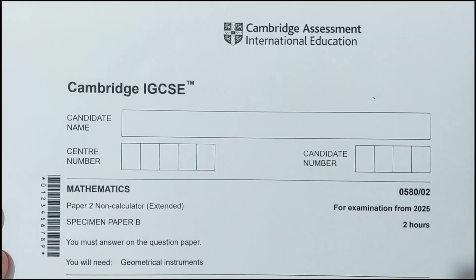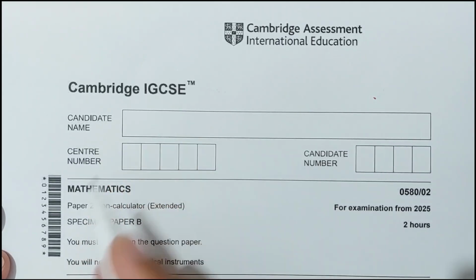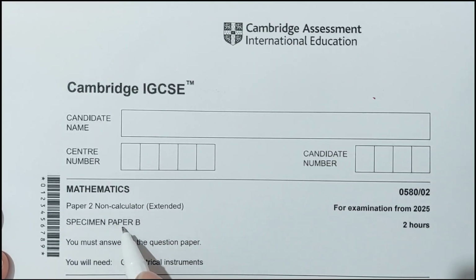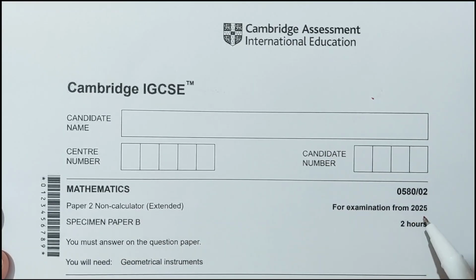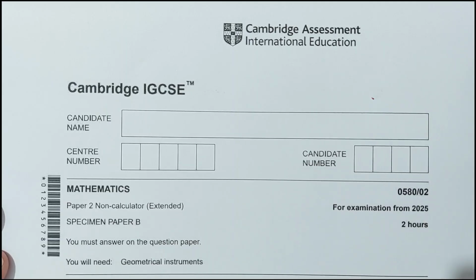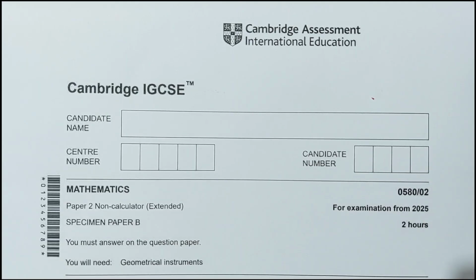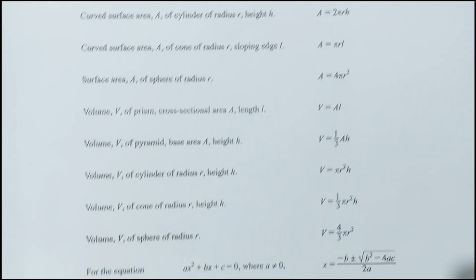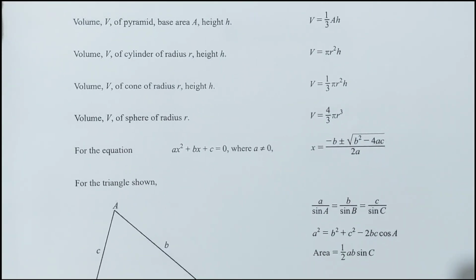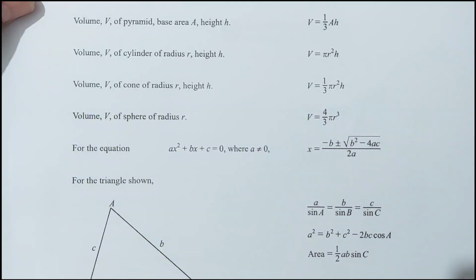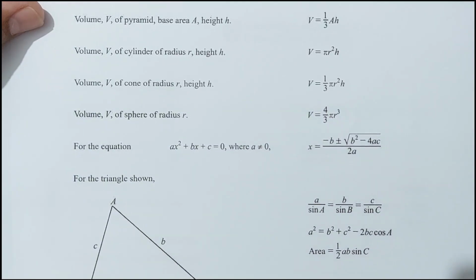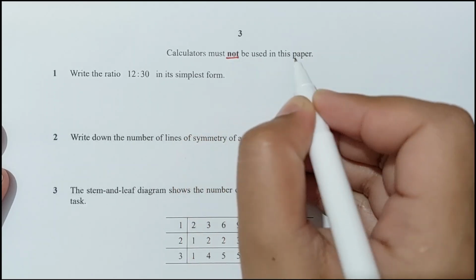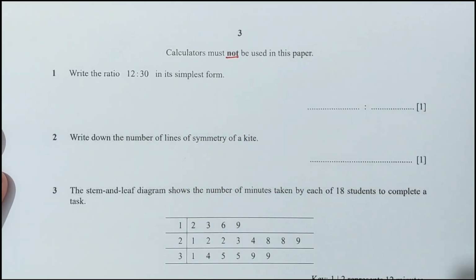Hi everyone, in this video I am going to solve Cambridge IGCSE Mathematics Paper 2 Extended, which is the non-calculator specimen paper B for examination from 2025. In paper B 2, we are given the list of formulas for the areas, volume and quadratic formula, and some trigonometric formulas as well. Keep it in mind that calculators must not be used in this paper. It is a non-calculator paper.